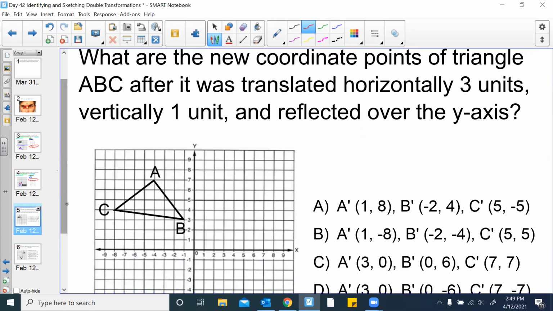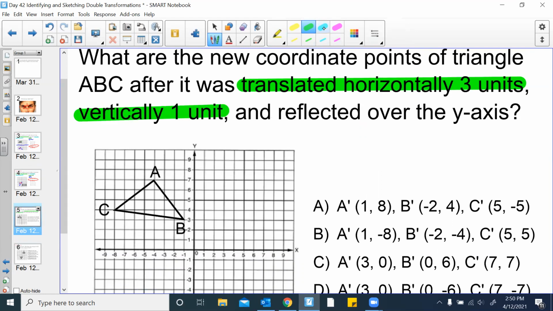All right, then you get ones where the question is going to want you to do all of the points. All right, sometimes you can get away with just doing one. Again, on a test or something, I would always suggest that you do all of them. Also, when you look at this, it looks like there's an extra step. All right, new coordinates for the triangle ABC after it was translated horizontally 3, vertically 1, and then reflected over the y. All right, so I'm going to treat this like it's 2 steps. I think that's my final decision.